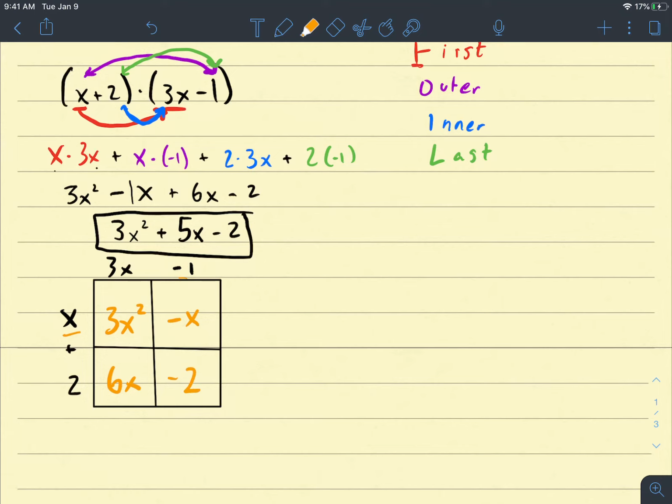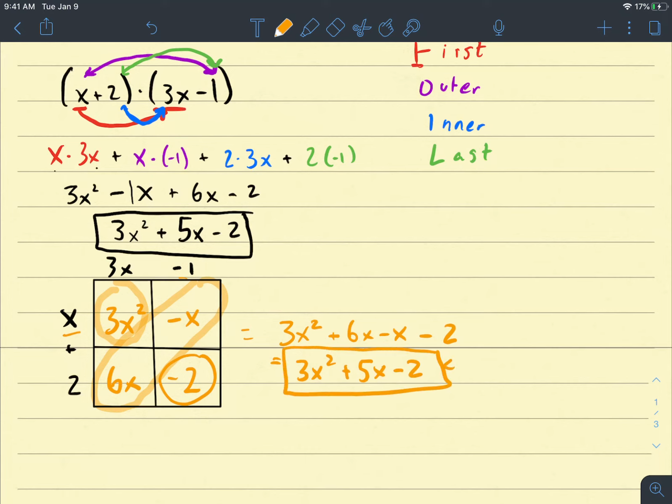Next, all you got to do is add up the diagonals. Each corner, so this corner, you're just going to bring it out. So the corner's like that. So this is going to equal to 3x squared. And now you're going to add these two together. So you're going to do plus 6x minus x. And then you're going to add this one. So minus 2. This is going to give us 3x squared plus 5x minus 2.